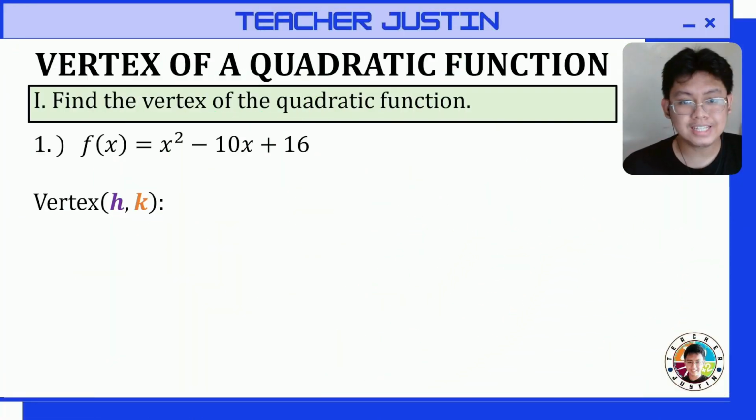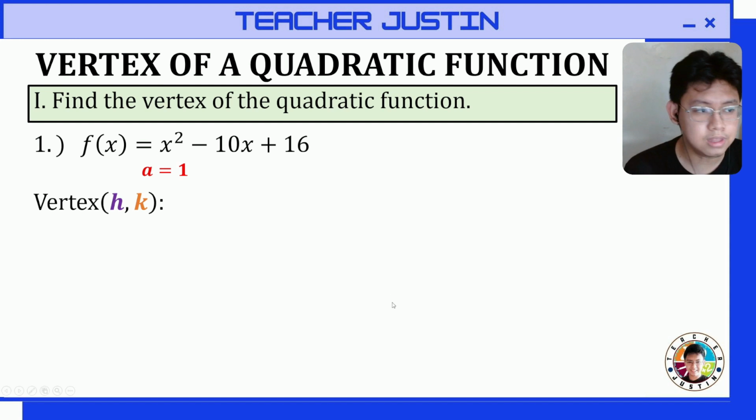Okay, let's have this item. Let's find the vertex of this quadratic function. So, yung quadratic function natin, f of x is equal to x squared minus 10x plus 16. So, ang first step natin para makuha yung vertex ng quadratic function natin is to identify the values of a, b, and c. So, yung a natin is the numerical coefficient of x squared. In this case, it is 1. Yung b natin is the numerical coefficient of x. In this case, it is negative 10. So, yes, kasama yung ating operation and that will serve as the sign of the value of b. And then last one, yung c, which is the constant term. In this case, it is 16.